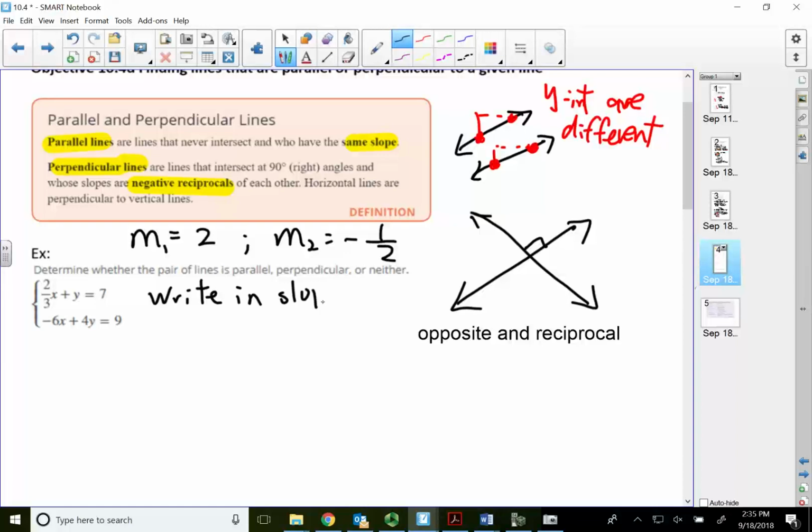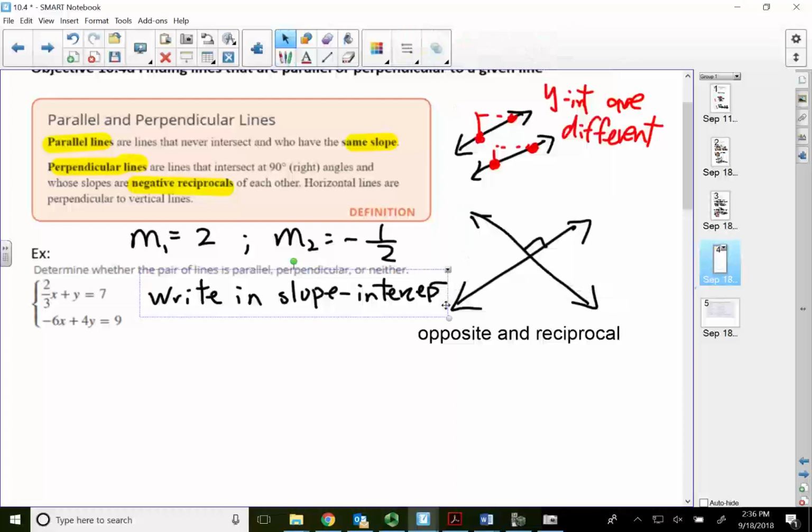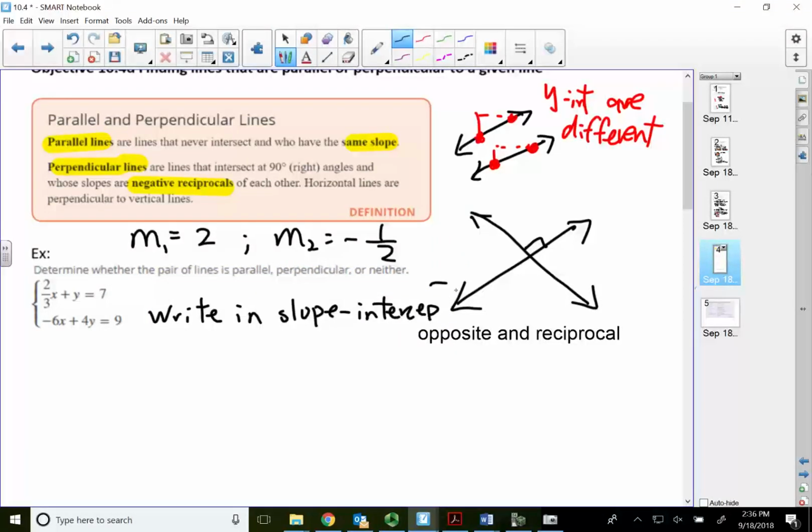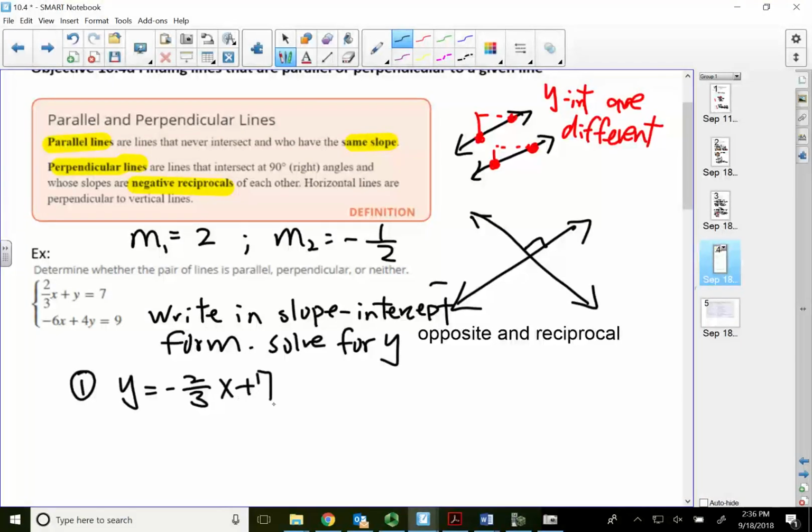What does it mean to write them in slope-intercept form? If I can rewrite them in slope-intercept form, that means I know their slope right away. Whenever we write them in slope-intercept form, we have to solve for y. My first equation, my y is already positive. All I have to do is move the 2/3 x over. So my first line will be y equal to negative 2/3 x plus 7. So the slope of my first line is negative 2/3.